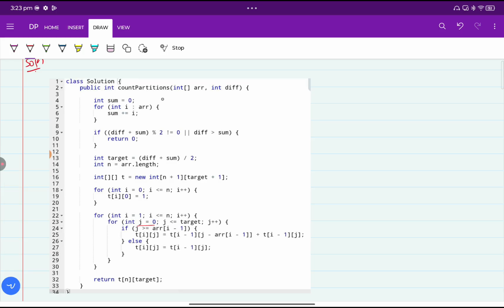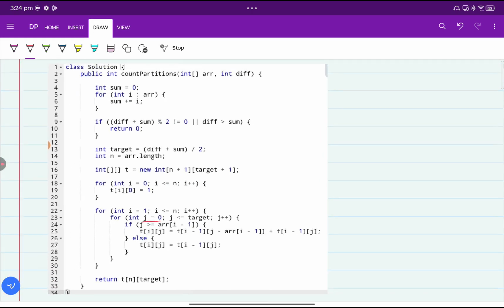So I will tell you the code. Firstly I find the sum, and with that sum I find the target value. How should the target value be found? If (difference plus sum) modulo 2 is not equal to 0, meaning it is not an even number, then return 0, or if the difference is greater than the sum, we also return 0. Then the target equals (difference plus sum) divided by 2, and I created a variable n for the array length, and then the actual DP starts from here.